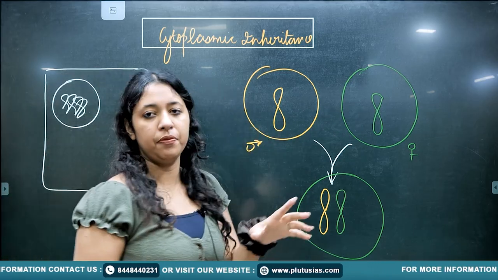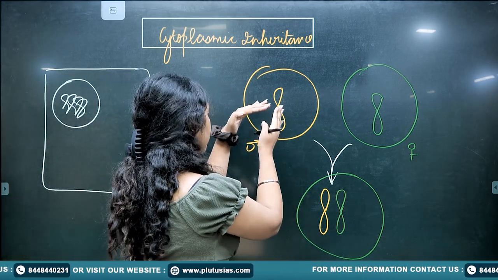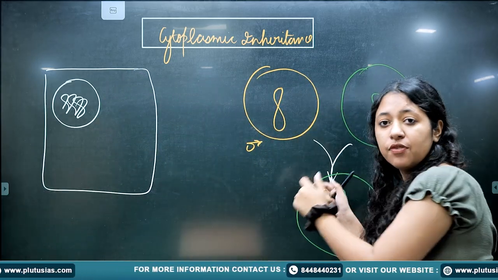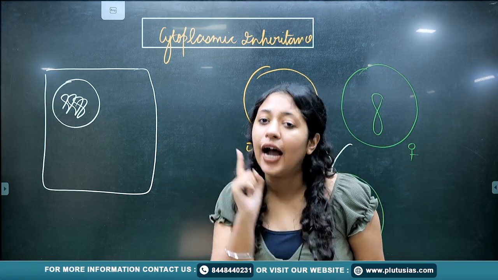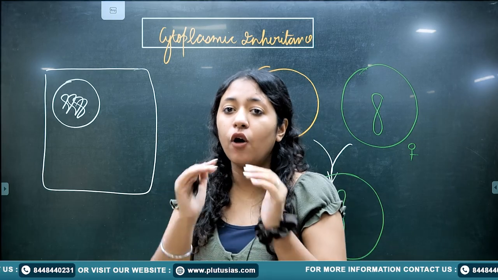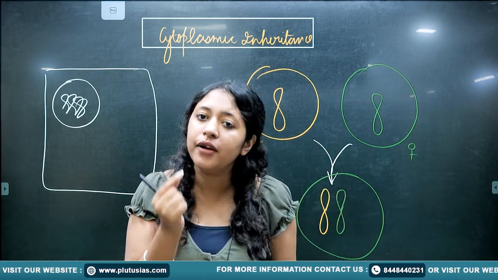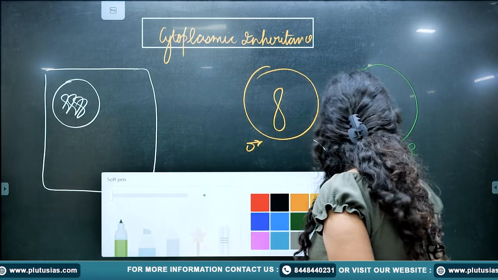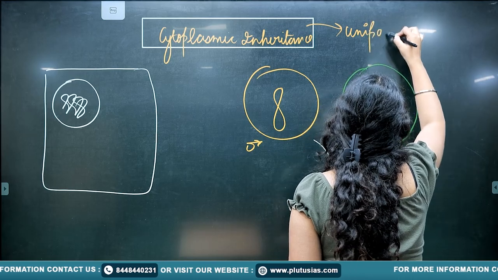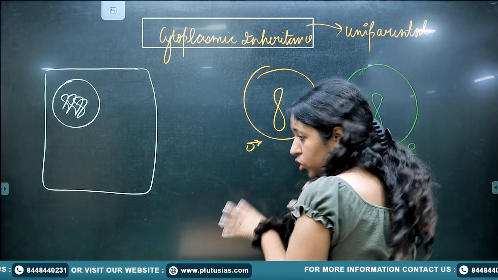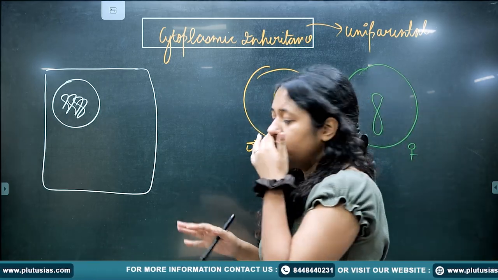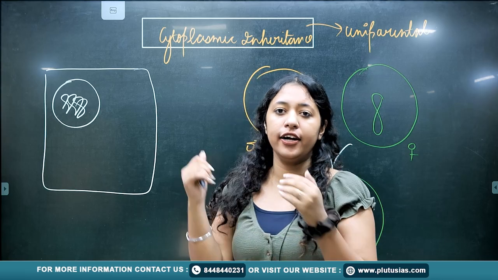Only from one parent. There is no division of cytoplasm, half from male and half from female. That is not the case. The cytoplasm will be transmitted from one parent only. That is why cytoplasmic inheritance is a uniparental inheritance. That means the cytoplasm and genes of only one parent are transmitted. So you can write that cytoplasmic inheritance is, first of all, uniparental inheritance. And in most cases, that one parent is the female only. The female cytoplasm is mostly transported into the zygote.